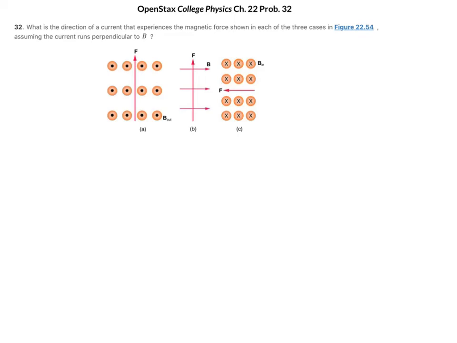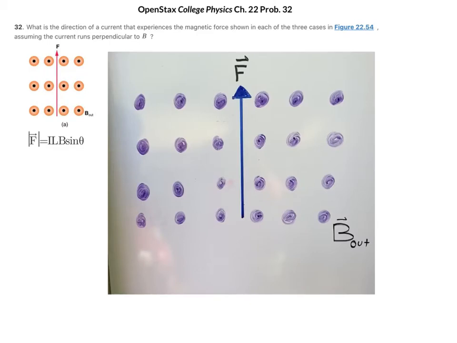Let's look at OpenStax College Physics, Chapter 22, Problem 32. What is the direction of a current that experiences the magnetic force shown in each of the three cases in the figure, assuming the current runs perpendicular to the magnetic field? All right, let's look at the first scenario.